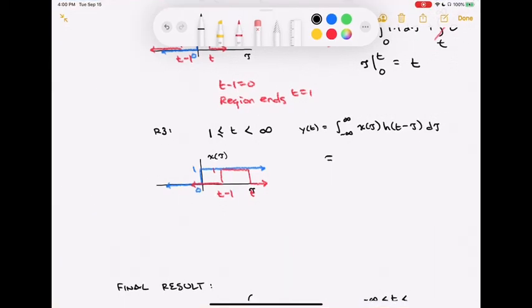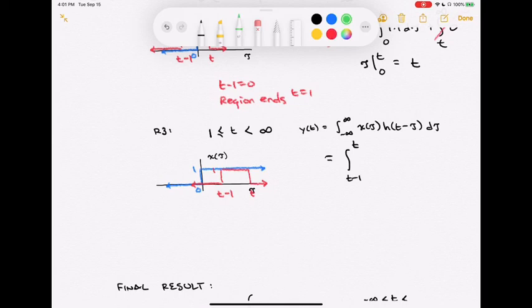Well, I'm going to have 0 as the product x of tau times h of t minus tau. That product is going to be 0 for all tau less than t minus 1 and greater than t. So it's actually the h function that is going to determine the limits of integration in this case. So my limits of integration are going to go from t minus 1 to t. How do I get that? If we just take a look at it, right?